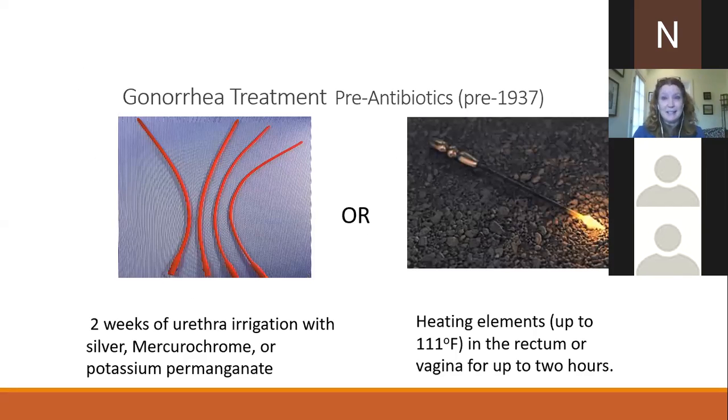In case you were curious, what did we do before antibiotics? These are actual treatments. So pre-1937, treatment for gonorrhea was a 2-week urethral, so think in the penis, irrigation with silver, mercurochrome, which is mercury, or this other potassium permanganate. This would, of course, maybe treat the gonorrhea, but it also leads to incredible pain and scarring. And then another pre-antibiotic treatment was a literal red hot poker. So horrible things that we don't want to have to go back to.